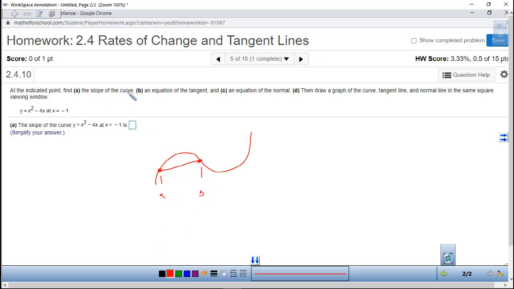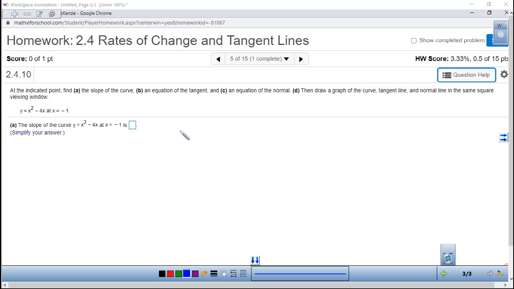When we talk about the slope of the curve, we're actually talking about what the slope is at a single point. The slope of the curve is the slope of the tangent line at that value of x. That's found a little bit differently. Now what we're going to end up doing is finding out what the slope of the curve is at x equals -1.